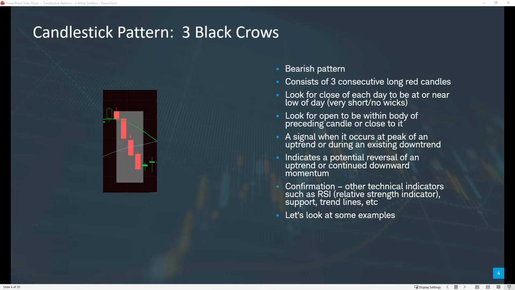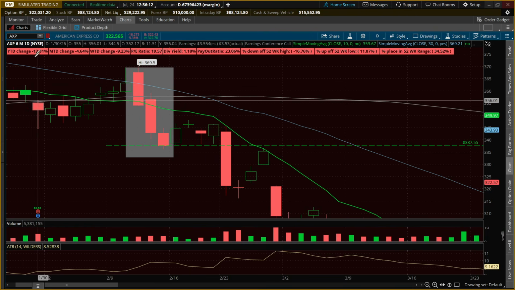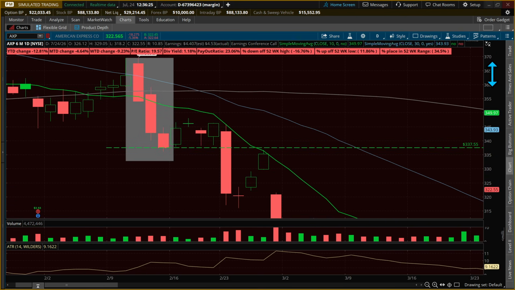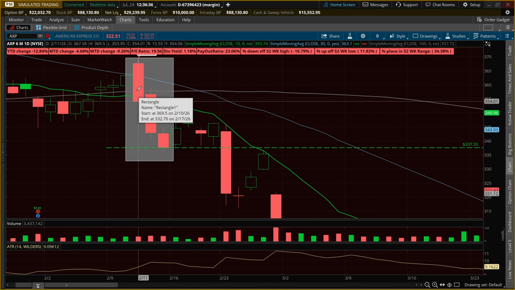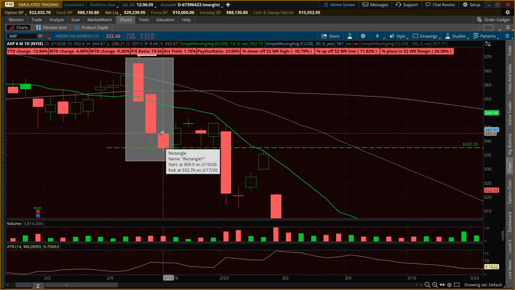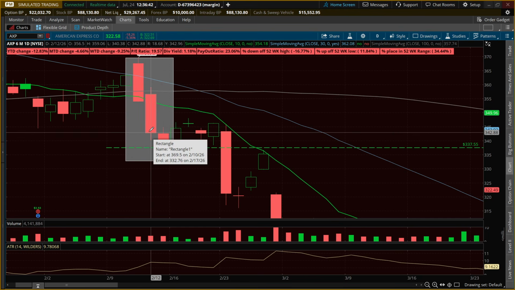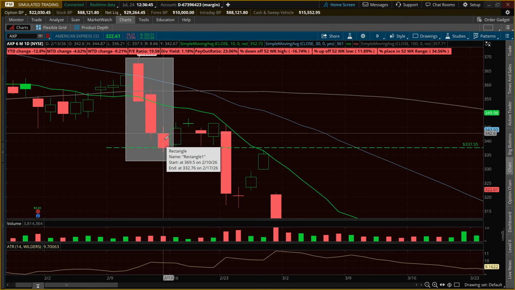So we're going to start here on American Express. And what we saw is the stock was uptrending, and then we had this bearish engulfing pattern, and then followed by two more big red candles on the charts. Ideally, we'd want to see closer to no wick or a shorter wick, but this does show us we had momentum, day 2 starting within the body of day 1, and day 3 opened almost where it closed the previous day. So there's an example of something that looks like three black crows.